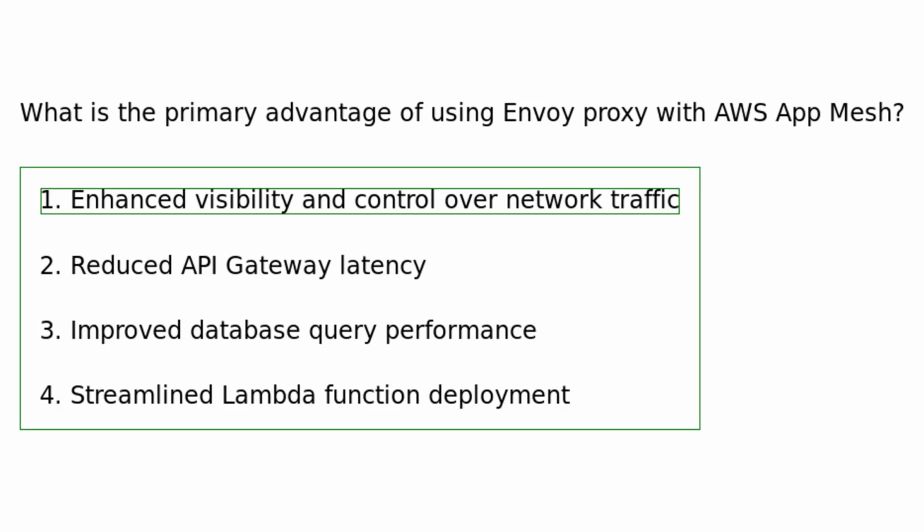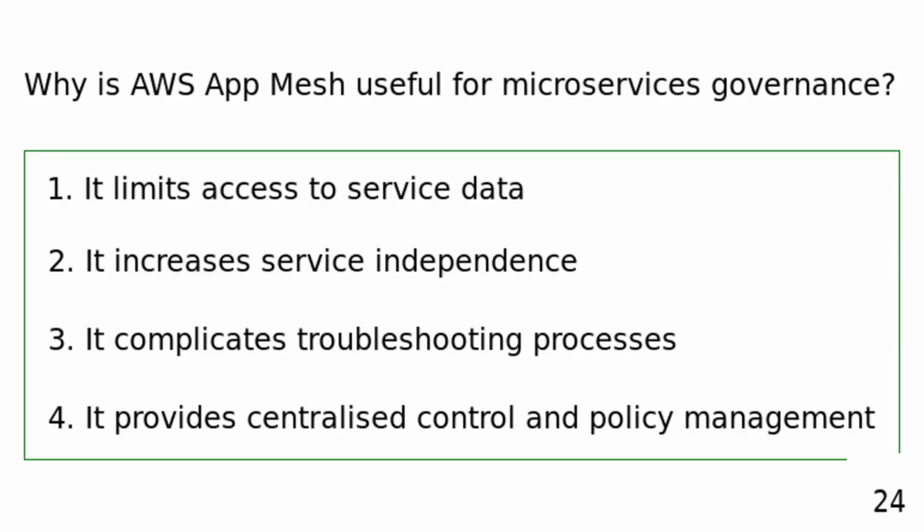Integrating Envoy proxy with AWS App Mesh offers enhanced visibility and control over network traffic, allowing for better management and monitoring of microservices communication. Why is AWS App Mesh useful for microservices governance?